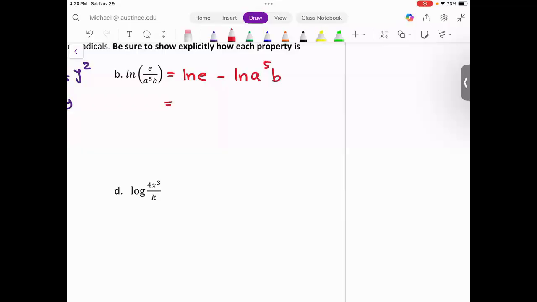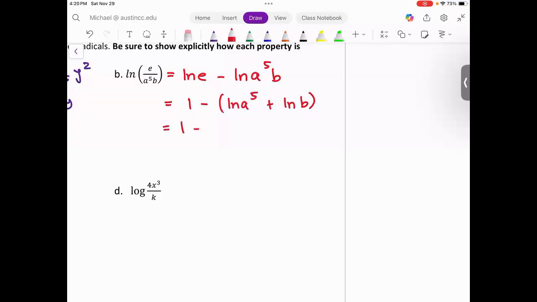We already discussed this natural log of e. That's one of those identities that just equals 1. Now we have natural log of a to the 5th times b. And we can split that up. But whenever we split it up, we want to be careful to use parentheses. We split it up into natural log of a to the 5th plus natural log of b.